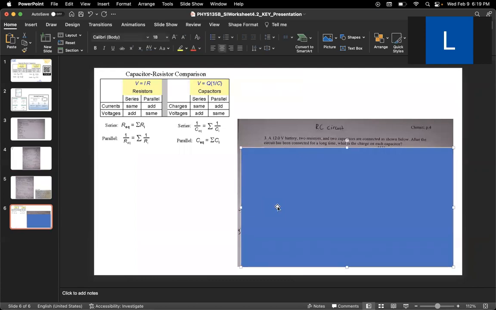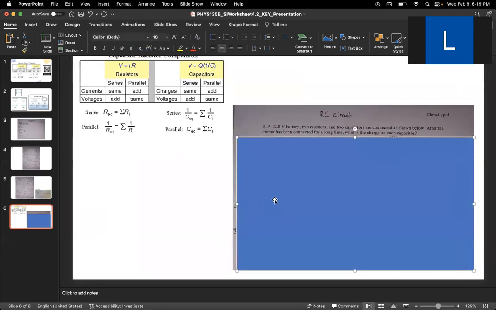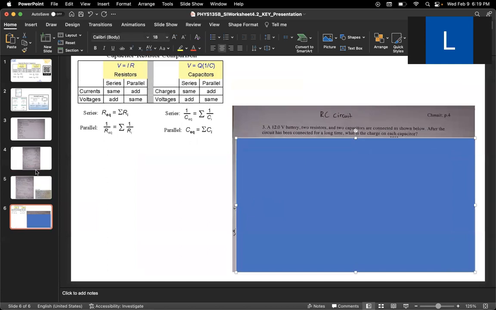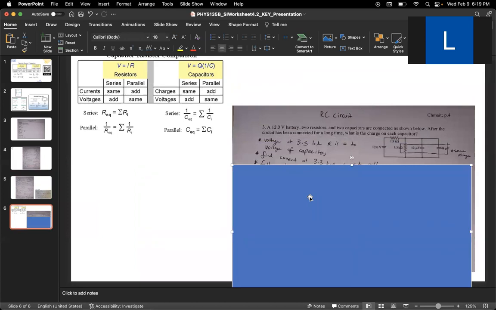So this is the last question on this one. Obviously, in person, this takes a lot longer, except to draw each system out. But if you guys have any questions or want to see me do anything stepwise, just email me. So here we have a 12-volt battery, 2 resistors, 2 capacitors, shown below. Let me show you that. After the circuit has been connected for a long time, what is the charge in each capacitor?